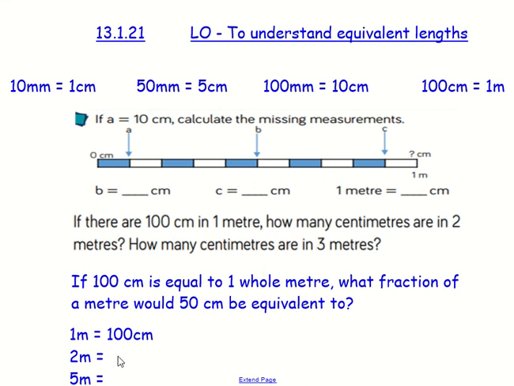Okay, and again here, 2 metres, which we've talked about, 2 metres is 200 centimetres, and 5 metres would be 500 centimetres.